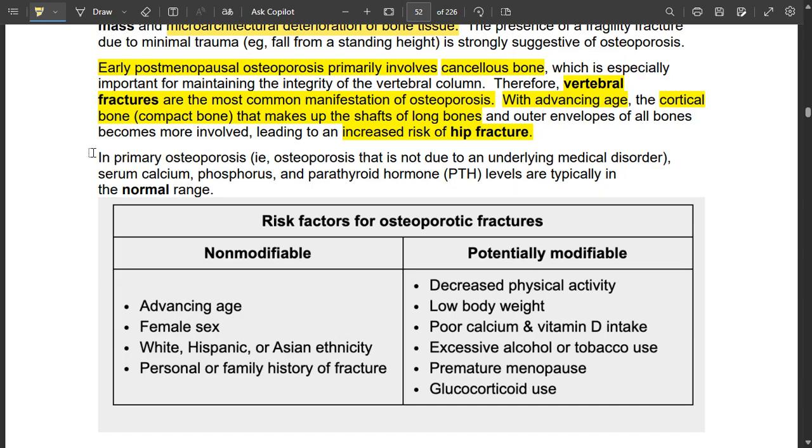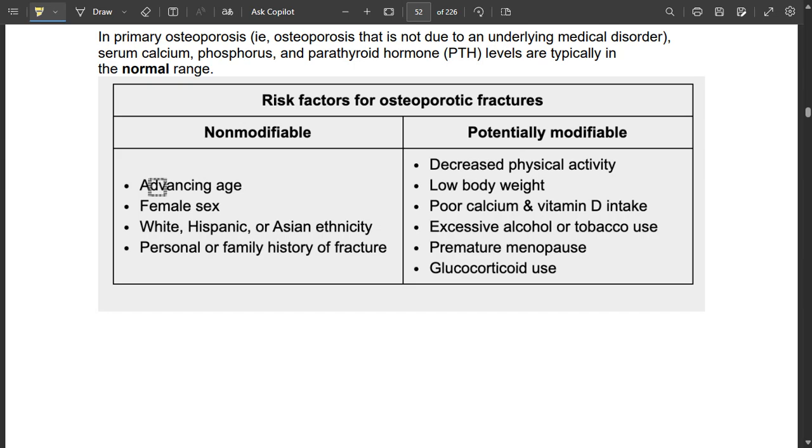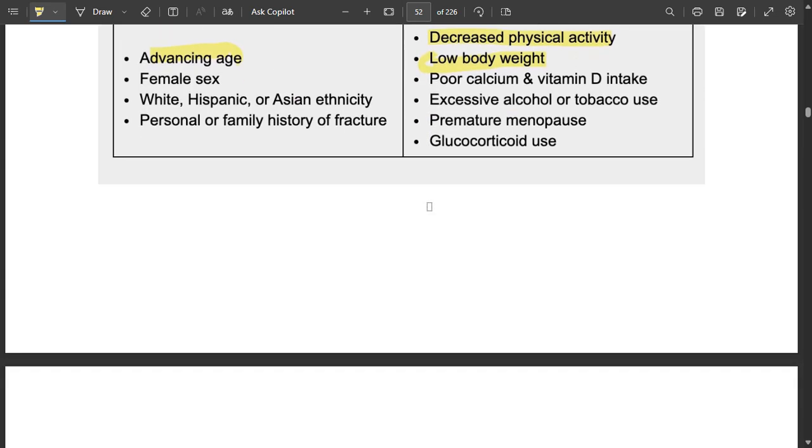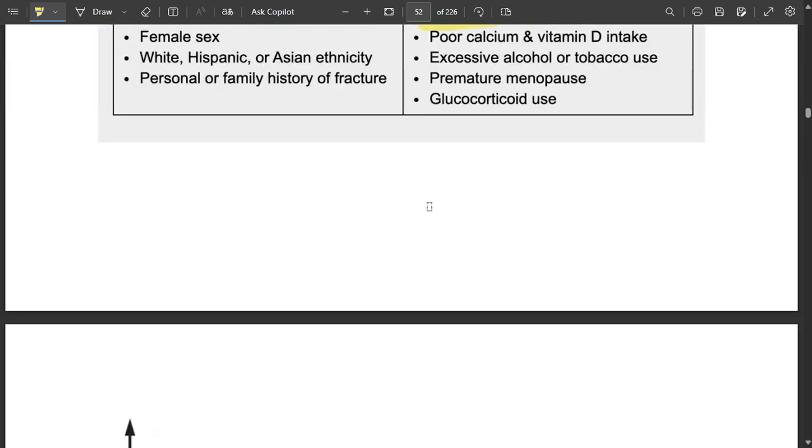In primary osteoporosis, that is, not due to underlying medical disorders, serum calcium, phosphorus, and PTH are all normal. Risk factors for osteoporosis include advancing age, female sex, white, Hispanic, or Asian ethnicity, and personal or family history of fractures. Potentially modifiable factors include decreased physical activity, which causes decreased stress on the bone, low body weight, poor calcium or vitamin D intake, alcohol or tobacco use, premature menopause, and glucocorticoid use, all of which lead to decreased calcium and osteoporosis.